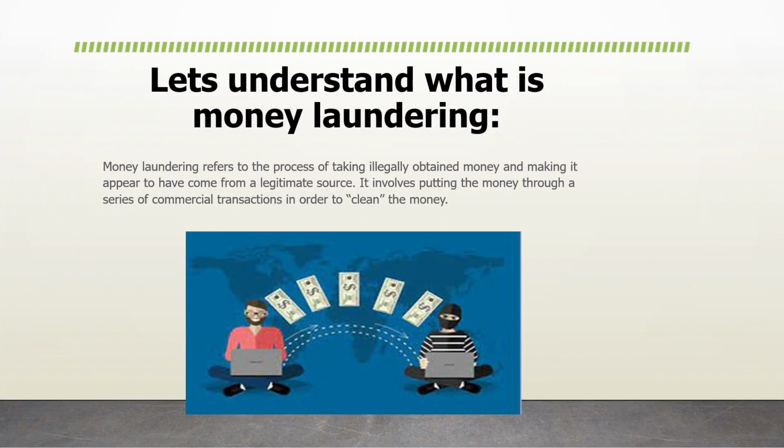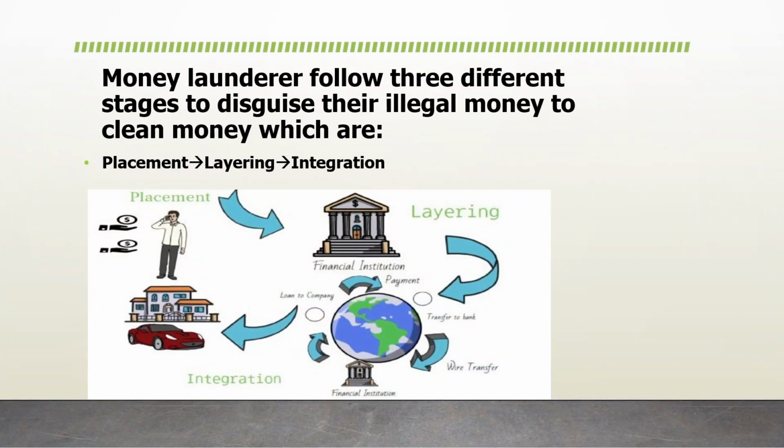Let's understand money laundering. Money laundering refers to the process of taking illegally obtained money and making it appear to have come from a legitimate source. It involves putting the money through a series of commercial transactions in order to clean the money. Money launderers follow three different stages to disguise their illegal money as clean money, which are placement, layering, and integration.